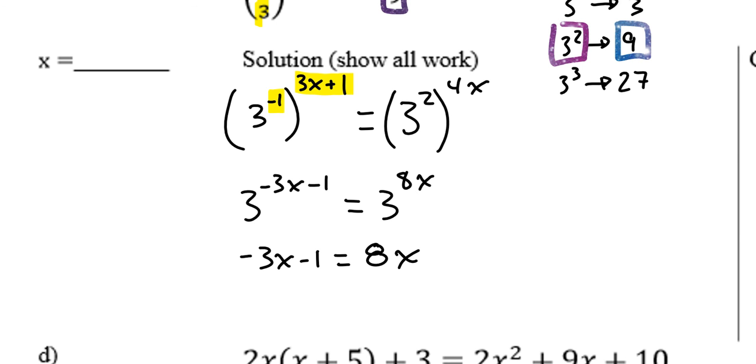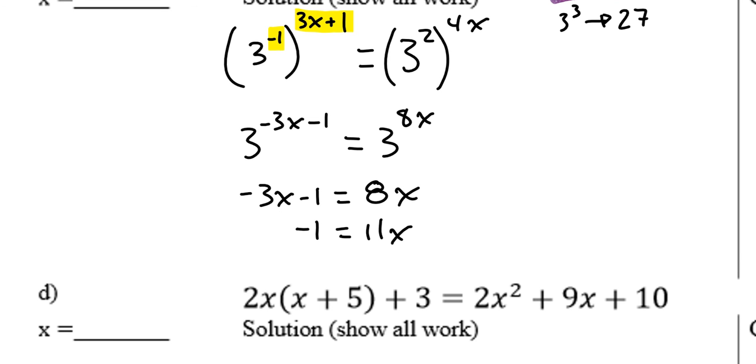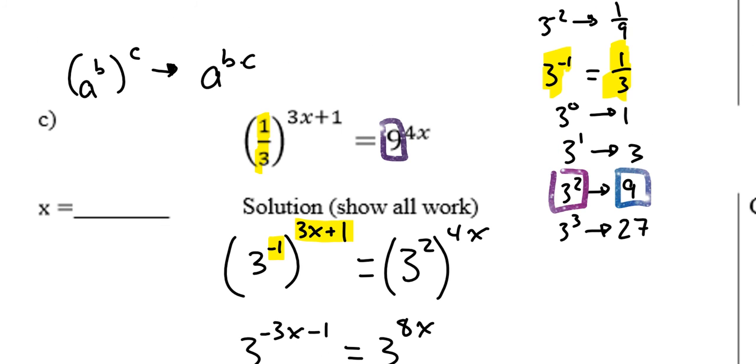And of course, if I add 3x to both sides, I would get -1 is 11x. And then I could divide both sides by 11, and I would get -1 over 11 is precisely what x is. So x is -1/11. I'll write this here, -1 over the number 11.